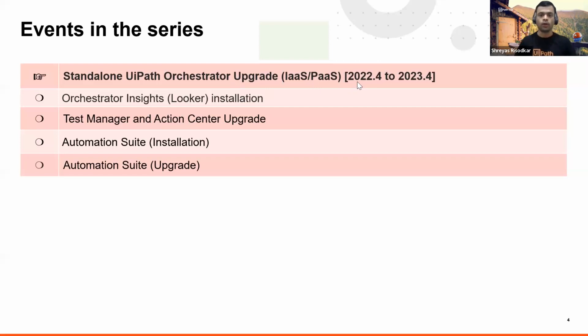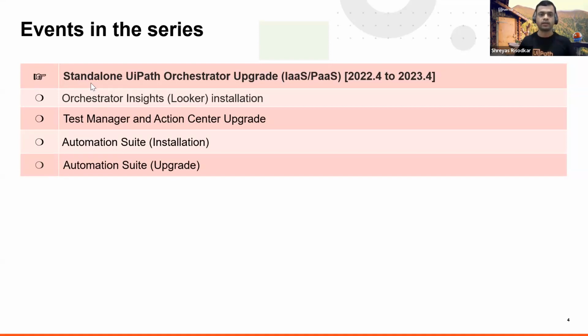So we are going to upgrade today from 2022.4 to 2023.4 version. The next subsequent chapters are also listed here. Next week we'll have Insights followed by Test Manager and Action Center. And then the last 2 topics may be new to a lot of you, but very interesting ones. We'll be doing a live Automation Suite installation, and in the subsequent week, we'll also be doing an Automation Suite upgrade. So stay tuned for those.